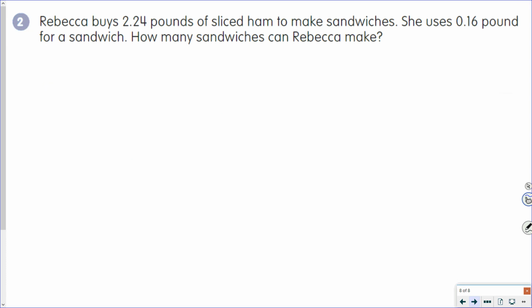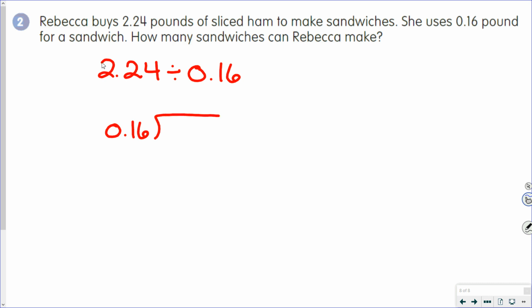In our final example today, Rebecca buys 2.24 pounds of sliced ham to make sandwiches. She uses 0.16 of a pound for a sandwich. How many sandwiches can Rebecca make? So she has the 2.24 pounds, and we're breaking it down into 16 hundredths size pieces. So 16 hundredths is your divisor. 2 and 24 hundredths is your dividend.